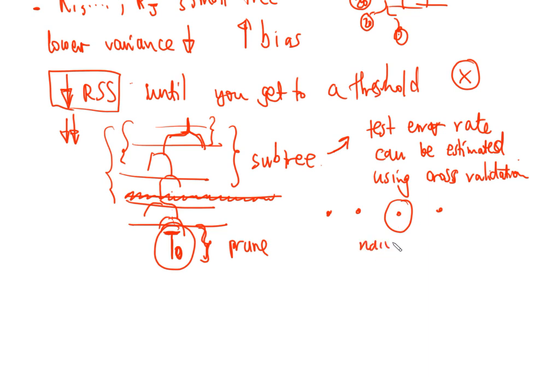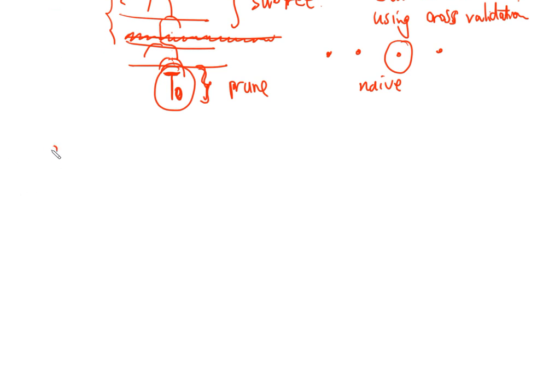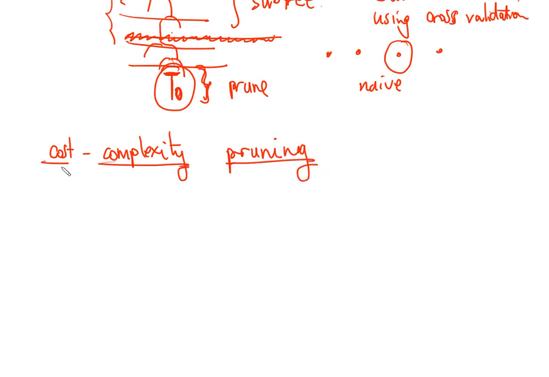But that is the naive approach, right? And it's going to be extremely difficult and cumbersome for us to create all subtrees and compare all their test errors. It's going to be difficult, right? We can use something called cost complexity pruning. Cost complexity pruning, or in some books they call it the weakest link pruning.